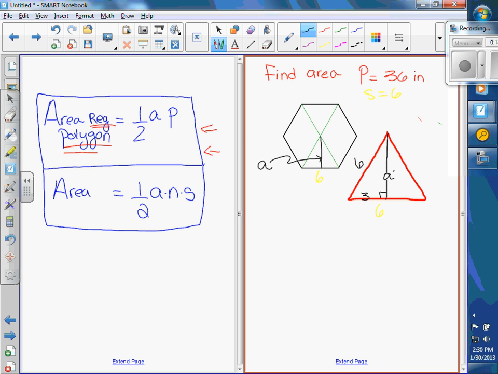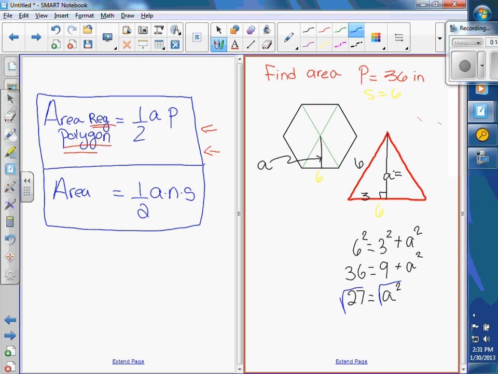Somebody already figured it out just while I was erasing. What's the height? By the Pythagorean theorem, 6 squared is equal to 3 squared plus a squared. So this is 36, 9, so it's the square root of 27. Yeah, I think you had that right earlier on, Connor. So when you square root that and simplify, what is it?